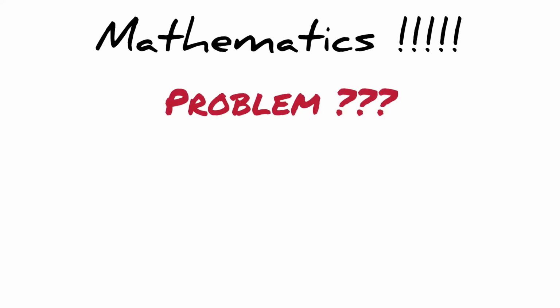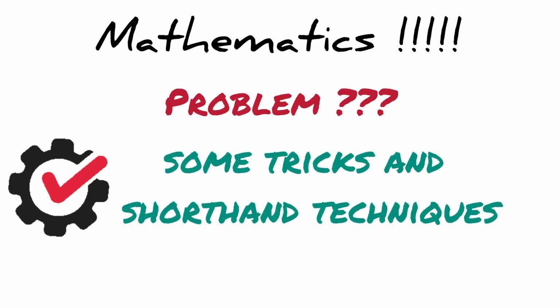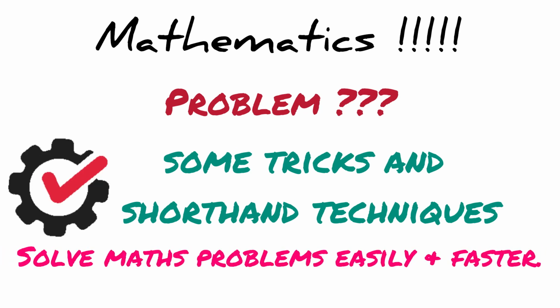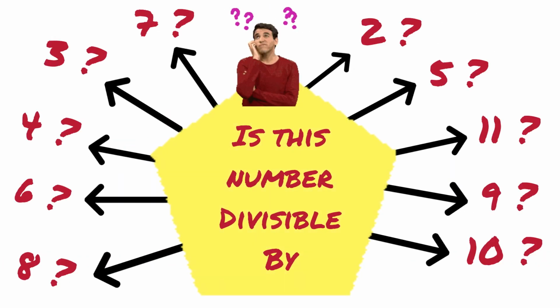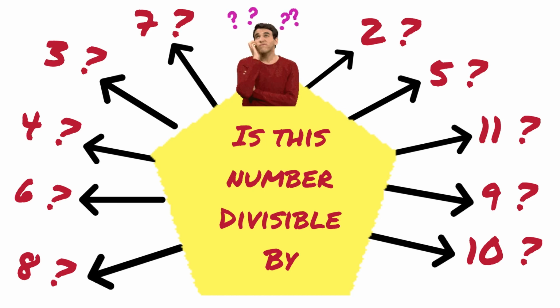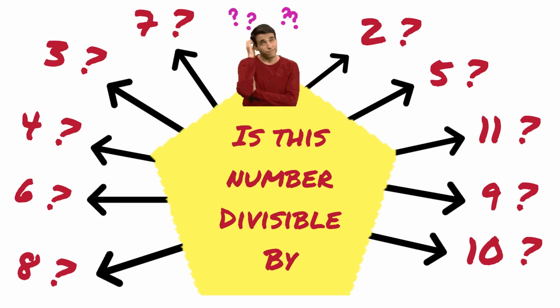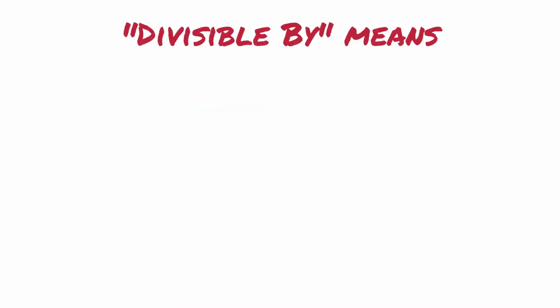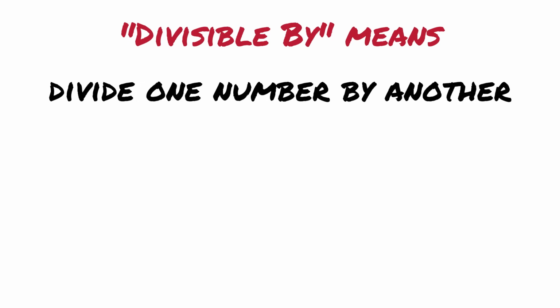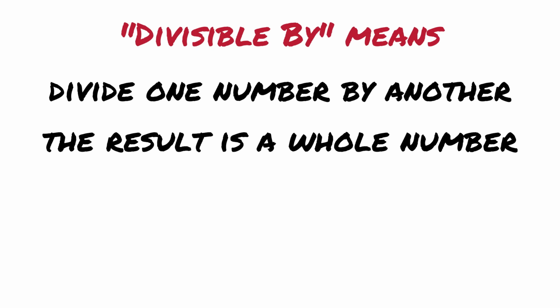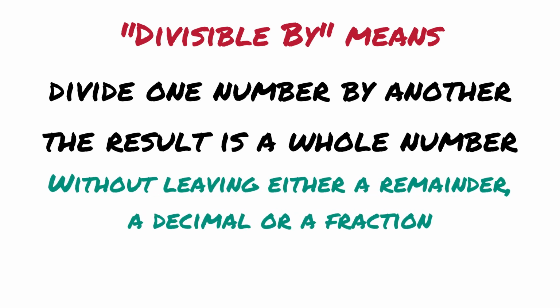Mathematics is not easy for some of us. If we know some tricks and shortened techniques, these will help us to solve math problems faster and easily without long calculation. In today's video, let us discuss some divisibility rules to easily test if one number can be exactly divided by another. Divisible by means when you divide one number by another, the result is a whole number, without leaving either a remainder, a decimal, or a fraction.